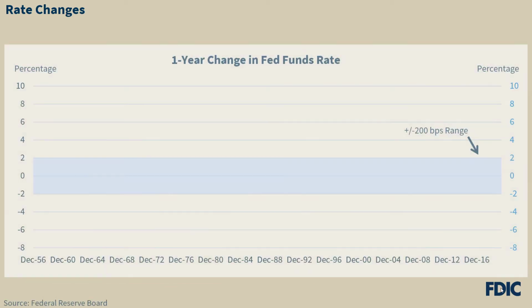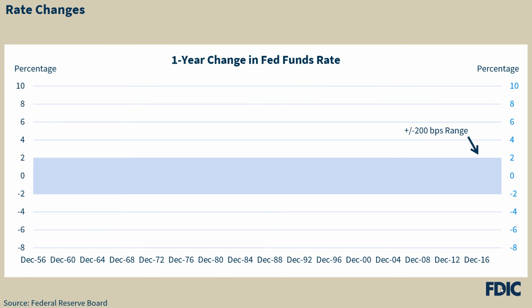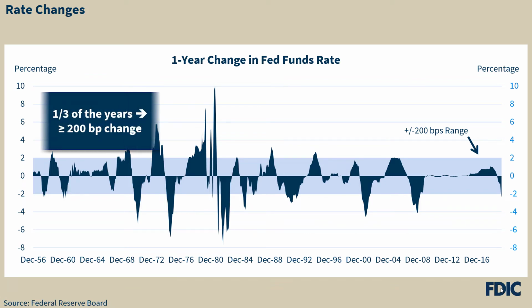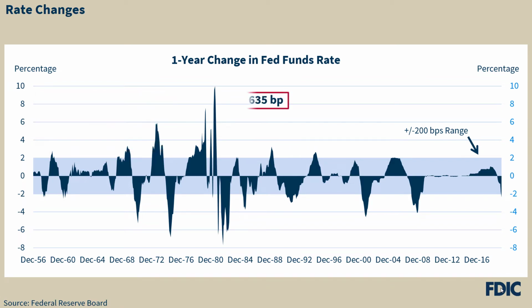To illustrate this concept, let's look at short-term rates over the last 60 years or so. There were many periods when short-term rates changed significantly and in a relatively compressed time frame. In about 1/3 of the years, the federal funds rate changed 200 basis points or more in a year's time. And in a 2-month period in early 1980, the federal funds rate rose 635 basis points. This indicates that modeling for rate changes beyond 200 basis points may be necessary.